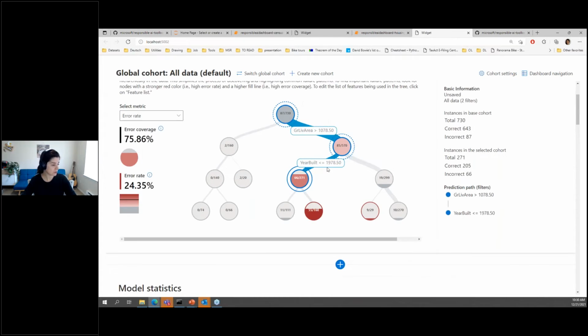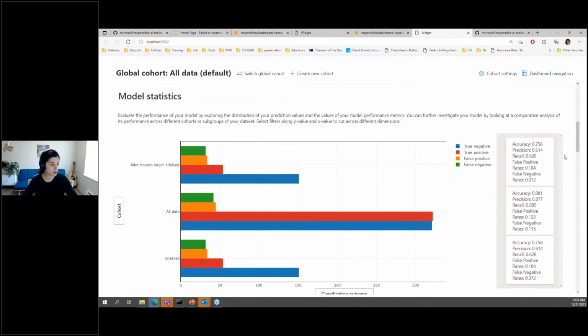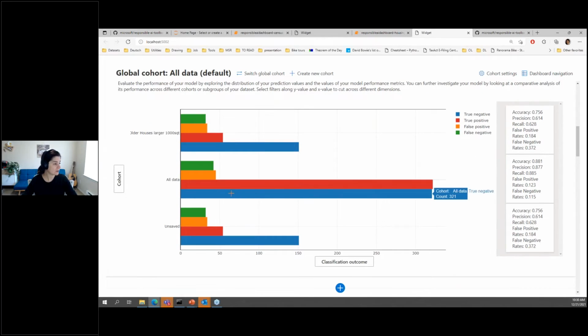And now what we're going to do is look at the other components. So basically, the next component is called model statistics, and you can look at the distribution of errors here and the type of errors in terms of false positives and false negatives, and prediction probabilities by cohort.